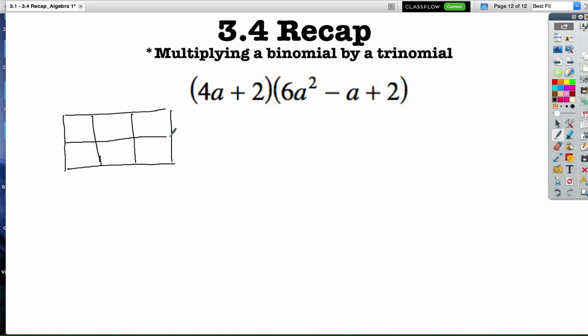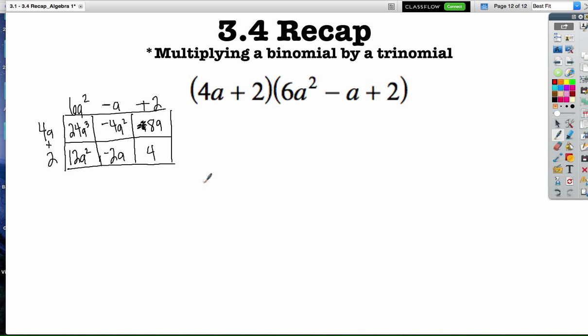And so if you set it up, you would have your 4a plus 2 times 6a squared minus a plus 2. So multiplying it out here, we're going to have 24a to the third power minus 4a squared plus 8a. Then we'd have here 12a squared minus 2a, and then a positive 4. Sorry about that, that just came out to be a positive 8a.